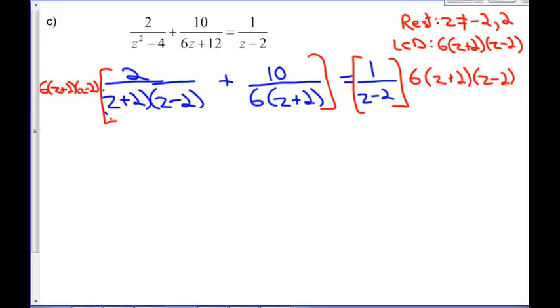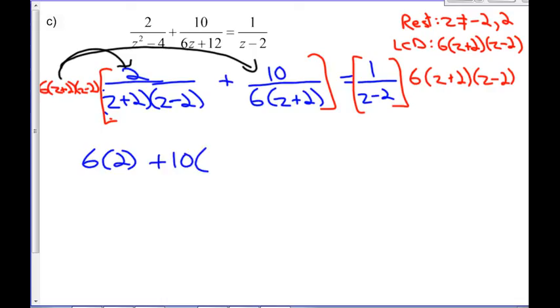Okay, as I multiply through, notice what happens. Over here, the z plus 2's and the z minus 2's are going to be gone. They're going to divide out. So really, I'll just have 6 times 2. In the next one, if I go 6 times z plus 2 times z minus 2 times this whole thing, the 6's will divide out. The z plus 2's will divide out. All I'll be left with is 10 by z minus 2. And if you find this really tricky, then I'll show you an alternate approach in just a minute. On the other side, the z minus 2's divide out, so I'm left with 6 by z plus 2.